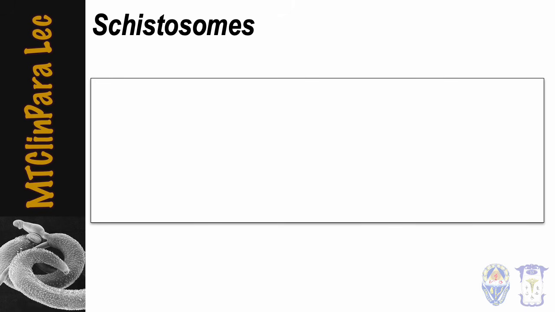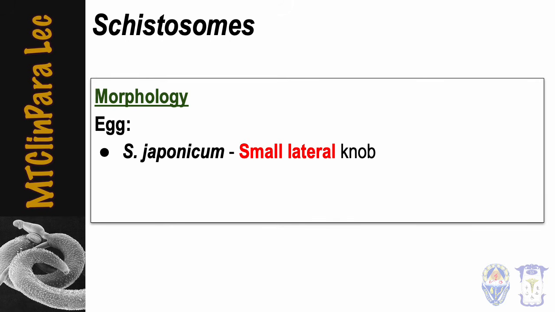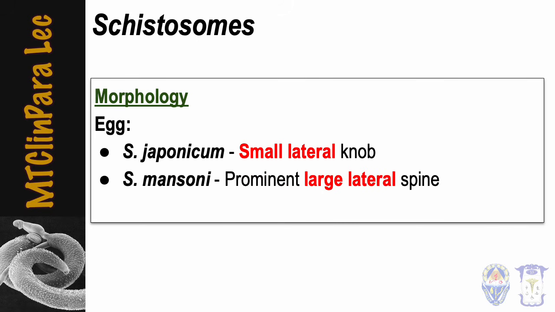So in terms of their morphology, the best morphological stage that we can use to differentiate this family is through their eggs. For S. japonicum, it contains a small lateral knob. In some textbooks, they also say that this lateral knob is very hard to distinguish under the microscope. For S. mansoni, it contains a prominent large lateral spine.